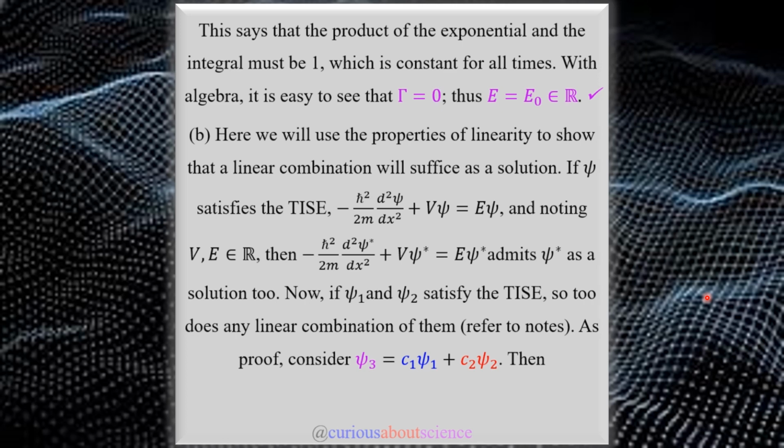But as proof, consider a new wave function, psi sub 3, which is equal to c1 psi 1 plus c2 psi 2. This is in and of itself a linear combination because we are linearly combining two of the wave functions with some constants that we can determine later. This is very, very powerful, and this is what we will see moving forward in this book.